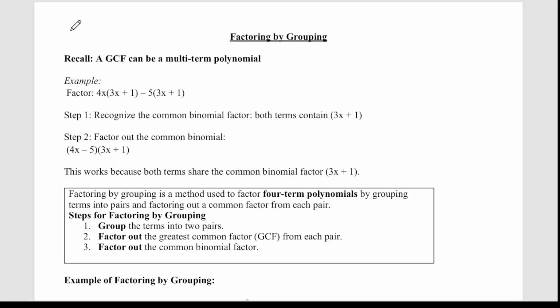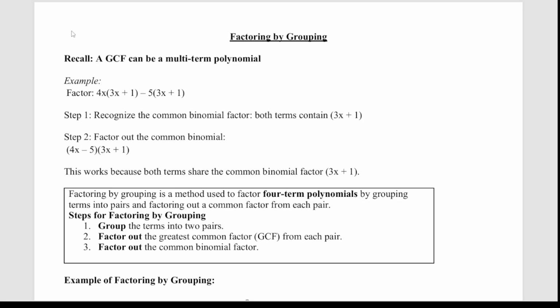From last time, recall that the greatest common factor can be a multi-term polynomial. And that's actually a really powerful idea because it's going to allow us to do factoring by grouping. And factoring by grouping is really the logic behind most factoring that you're going to do with polynomials. And what does it mean to factor out a multi-term polynomial?